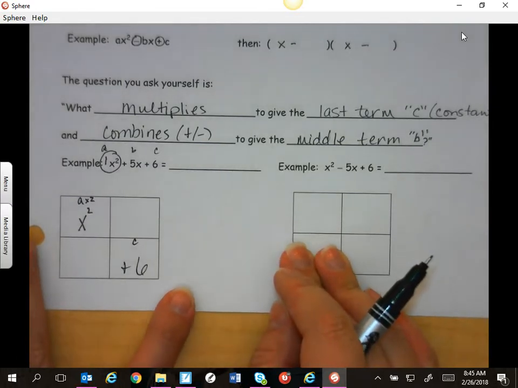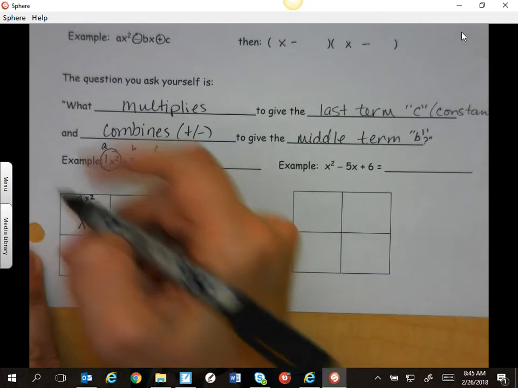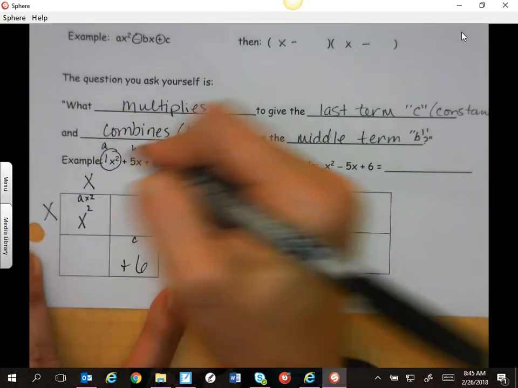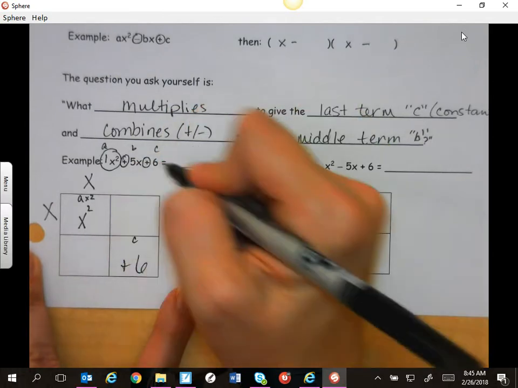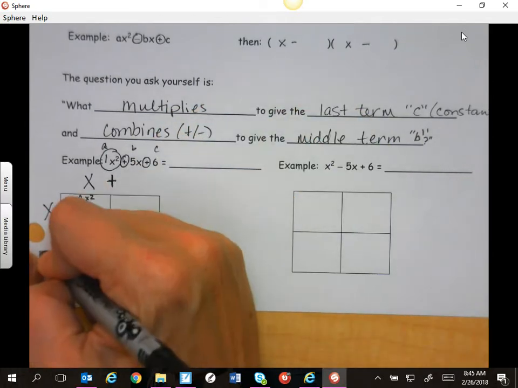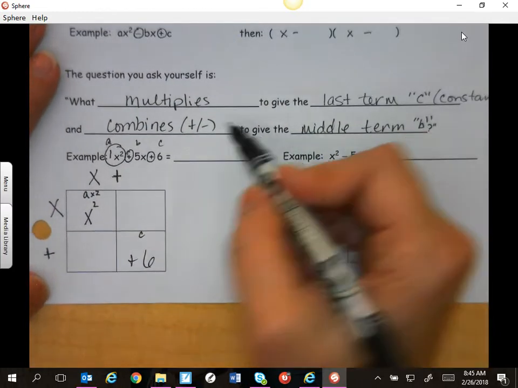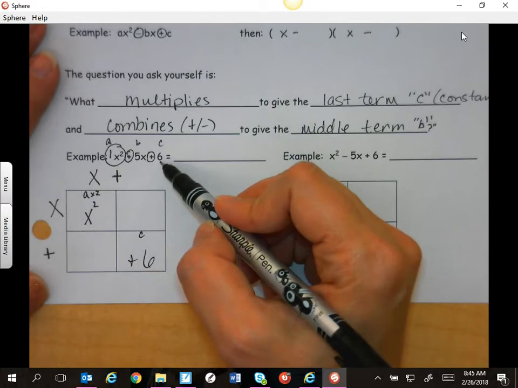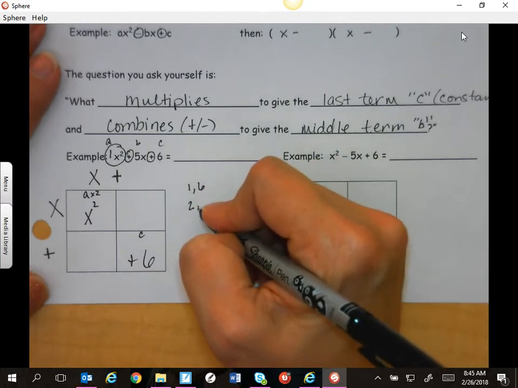So you need to think about a couple of things. What times itself gives you x squared? Well, we know this is x and x. Our middle term is positive, and so is our c term, so both of our signs are going to be positive. We need to think about what multiplies to give us this c. What multiplies to make 6? 1 and 6, and 2 and 3.